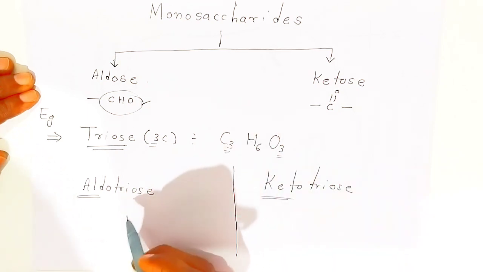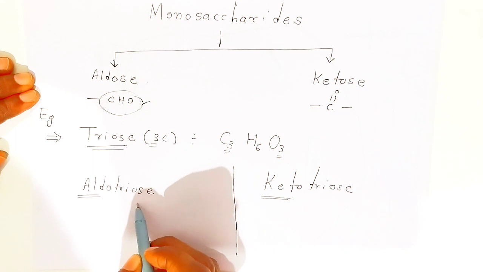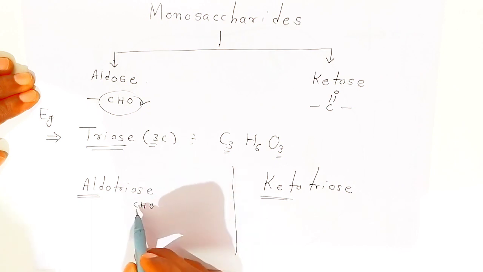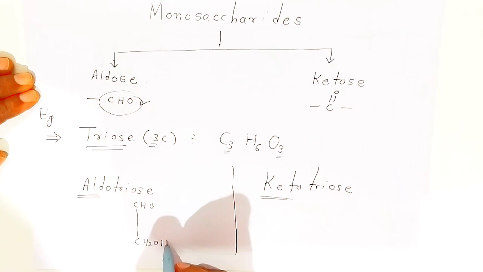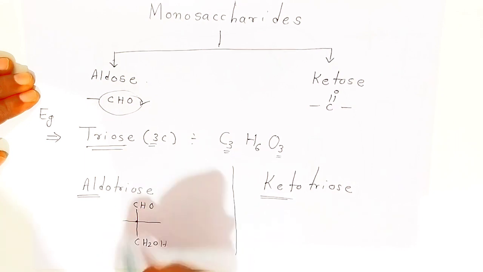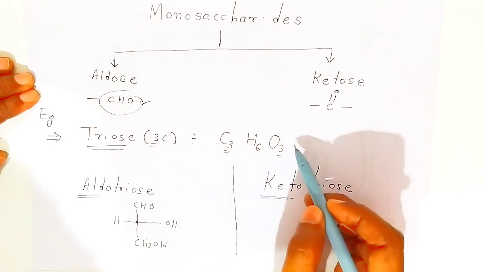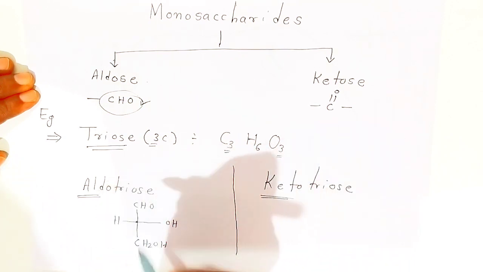Now if you want to write the structure of aldotriose, you can write it like this. This is the aldehyde group. Because there are 3 carbons, this is the first carbon, the second carbon is CHOH, and the third carbon will be CH2OH. So this is the molecular formula and this is the structural formula of aldotriose.